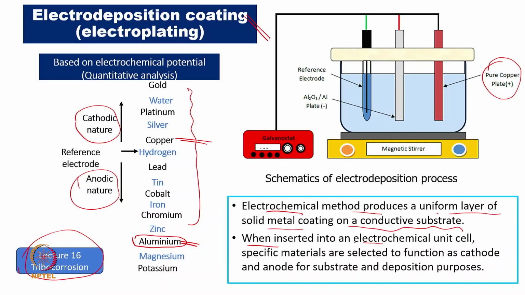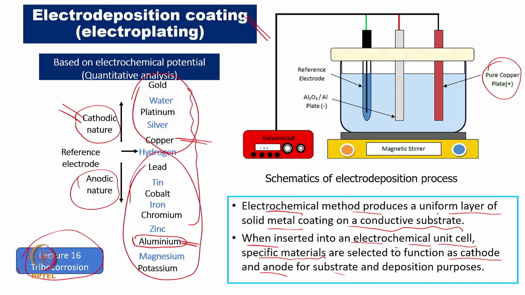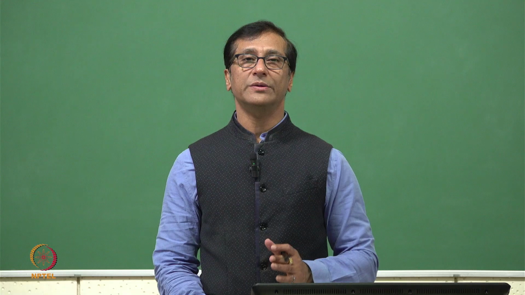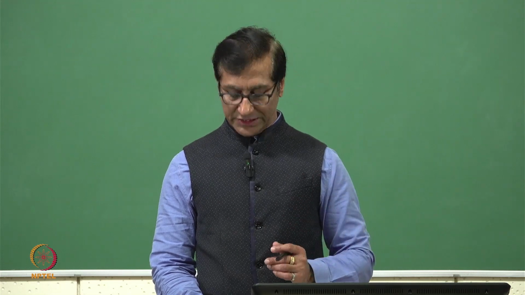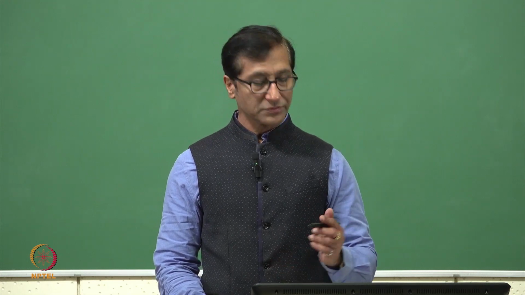When we insert materials into an electrochemical unit cell, specific materials are selected to function as a cathode and anode. As I said, these are the materials which have a cathodic nature, and these are the materials which have anodic nature. Again, they need to be compared, like iron versus tin. In this case iron will work as an anode, and tin, if I combine it with iron, will work as a cathode. So the electro potential difference between two materials is very important. However, this can be discussed in lecture 16.